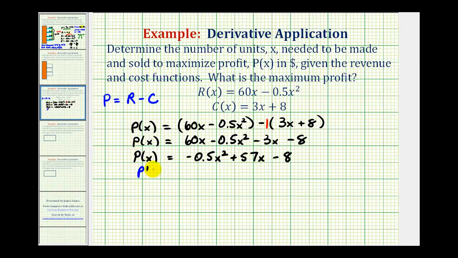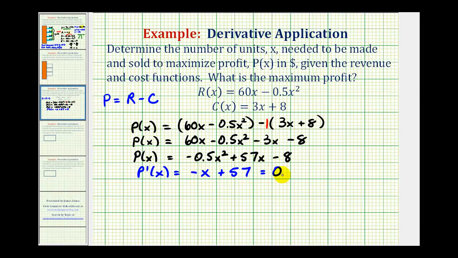P prime of x is going to be equal to, here we'll apply the power rule, so multiply by 2 and then subtract 1 from the exponent. That's just going to be negative 1x, or just negative x. The derivative of 57x would just be 57. The derivative of negative 8 would be 0. Notice how this derivative is never going to be undefined, so let's set it equal to 0 and solve for x.